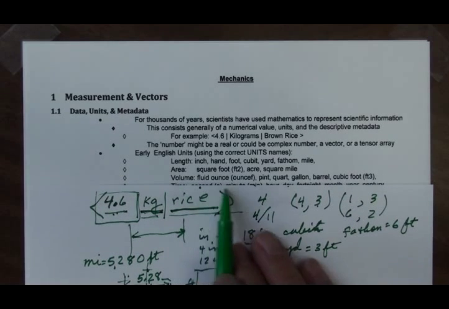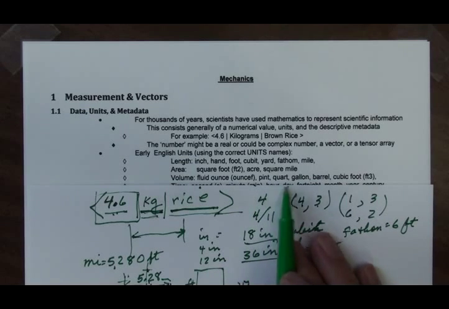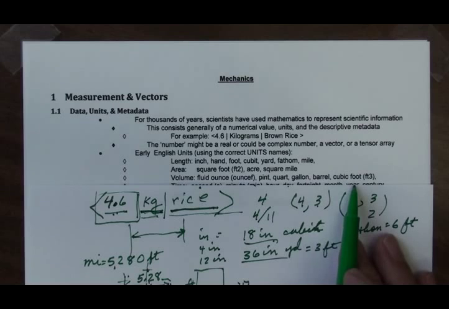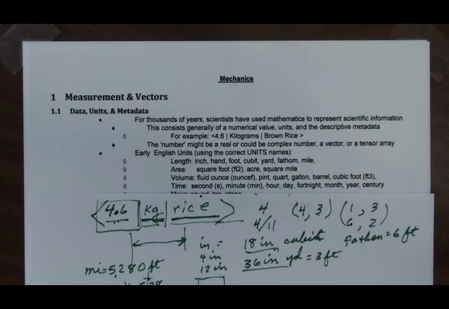For volume, we have the fluid ounce, and a pint, and a quart, and a gallon, and a barrel, and a cubic foot. Of course, we can take a cubic foot, or we could take a cubic inch. We could take a cubic mile if we were talking about something enormous like the ocean. And each one of these has a conversion back to our standard units of a fluid ounce, and of course many other units that are used there. I'm not going to give you all the conversions for that.